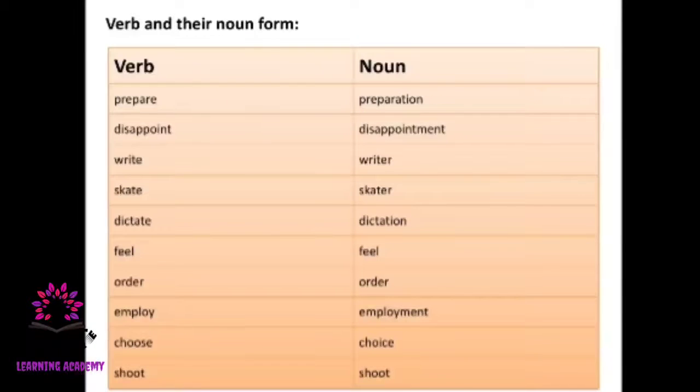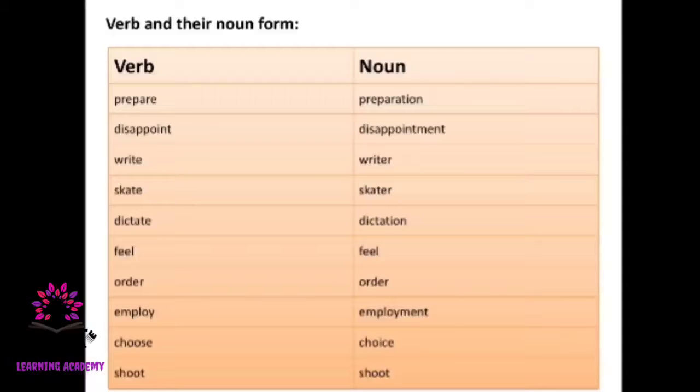Next we'll learn verb and their noun form. Previously you studied noun and their verb form. Now verb and their noun form. So I said in the verb only you find noun. In the noun also you find verb. See, verb is prepare. So noun will be preparation. Noun is always a full word. Okay, verb, it is always you find like a half word.